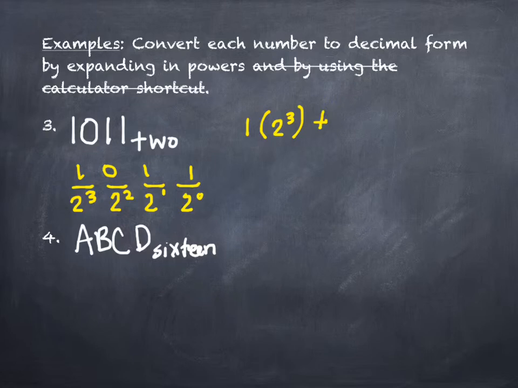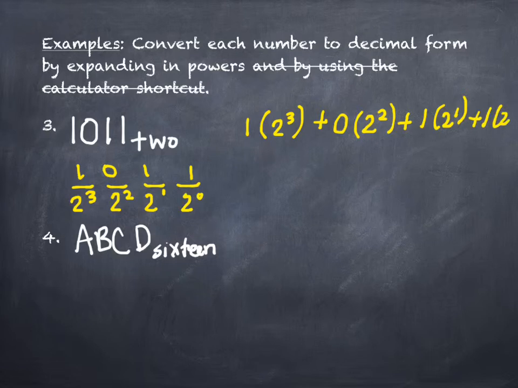And then we add to that the next one. And I'm going to write it in even though I know it's a 0, just so that we can see how it looks in general. You have a 0, and then you have that times 2 squared. Then you have another number 1, the third numeral in this number. And that's times 2 to the 1. And then you have the number 1, and it's times 2 to the 0.